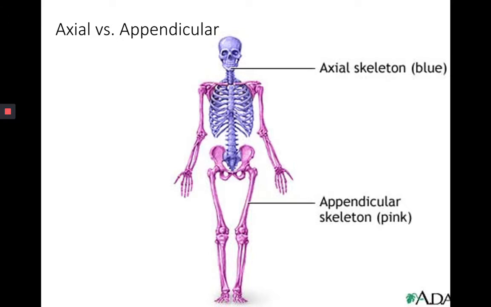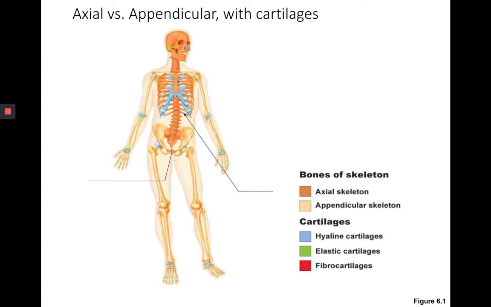So spend some time with an image like this. Know the basic bones, like for right now, you could call these limb bones, lower limb bones, hip bones, clavicle, scapula. Just get familiar with some of the main terms. Here's another image that combines both the hyaline, elastic, and fibrocartilage cheat sheets with an axial and appendicular color-coded skeleton.